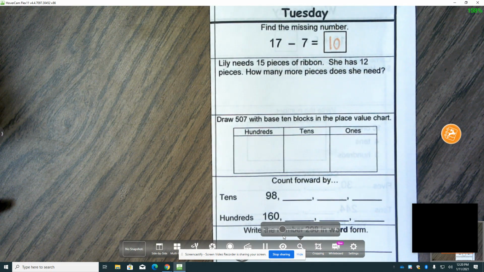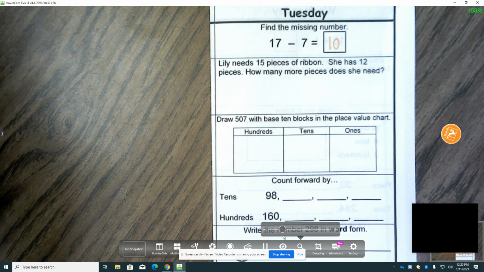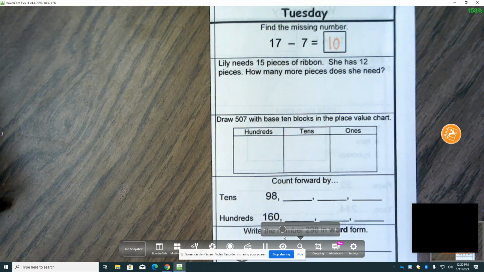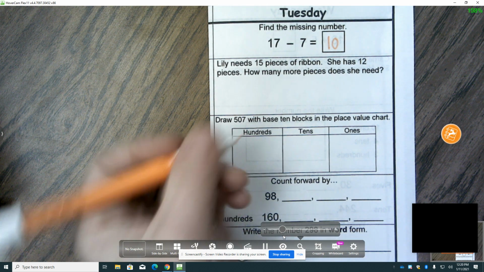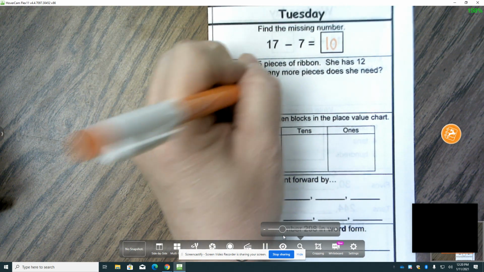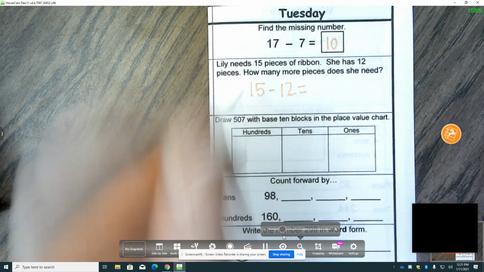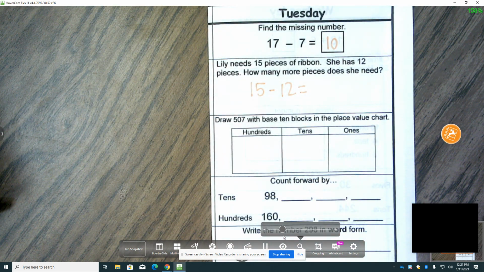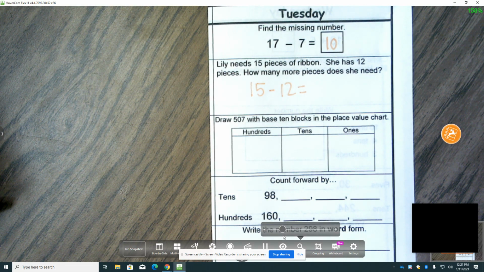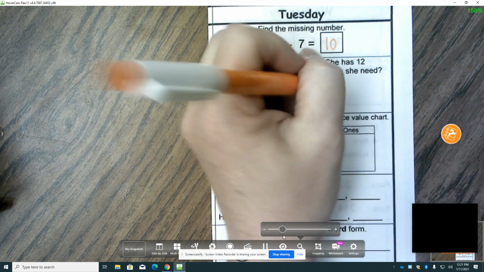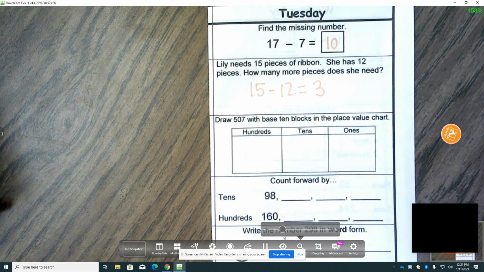All right, second question tells us Lily needs 15 pieces of ribbon. She has 12 pieces. How many more pieces of ribbon does she need? Okay, so we're going to start. We know that we need to write an equation. 15 minus 12 equals. If we put 12 in our head and we count back up to 15, we have 12, 13, 14, 15. We have 3. So the answer is 3.